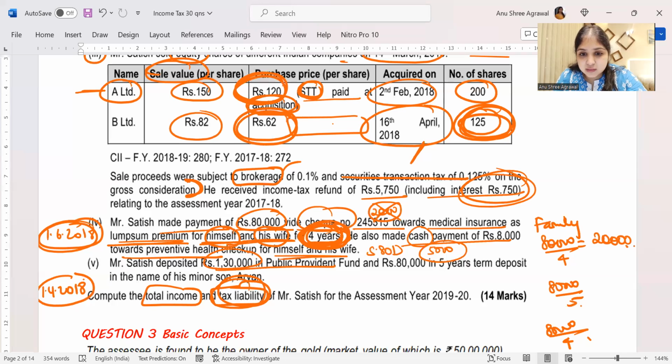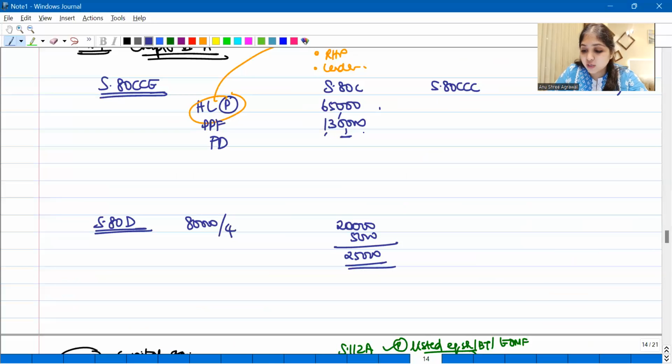He deposited 1,30,000 in PPF and 80,000 in a 5-year term deposit in the name of his minor son. A 5-year term deposit goes to which section? 5-year term deposit, 5-year time deposit, 5-year tax saver deposit, 5-year fixed deposit, all will go to ATC. But all of this has to be paid for whom? It has to be paid for the assessee himself. This 5-year FD is paid for the son. Therefore, you will not get ATC. Understanding? FD, you will not get ATC.